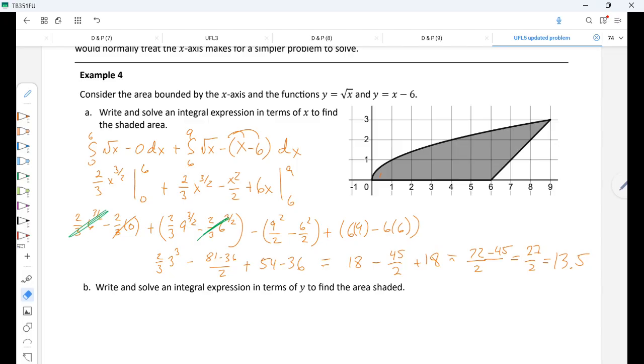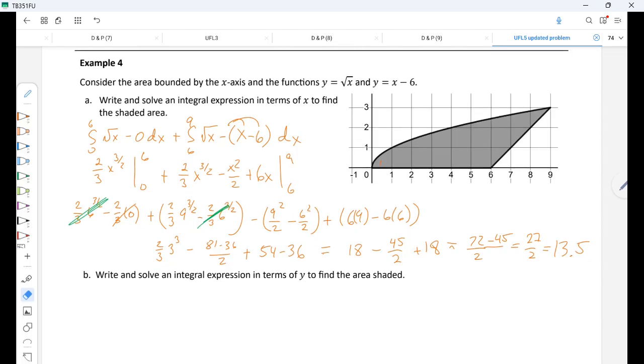Our higher function is going to be further to the right. Our lower function will be further to the left. So just a total shift in perspective, which means we need to take our two y equals equations and make them x equals equations. That's easy. Instead of y equals square root of x, square both sides, I get x equals y squared. And instead of y equals x minus 6, I get x equals y plus 6.